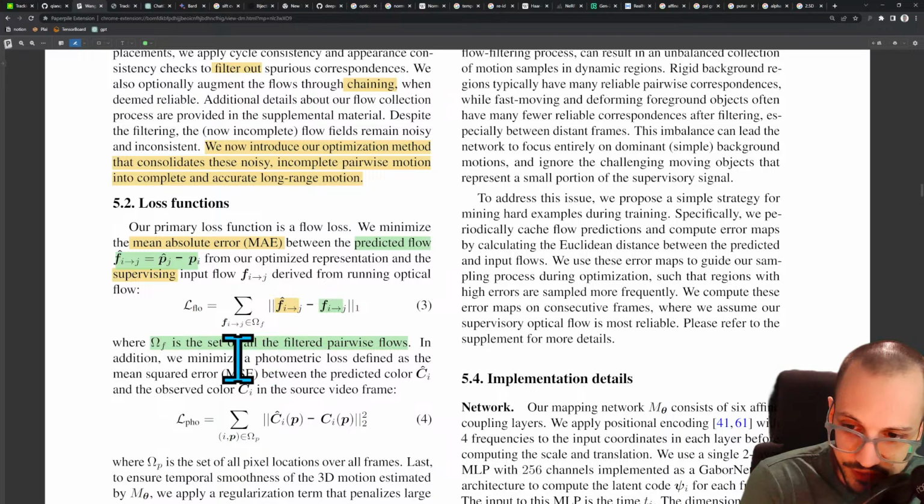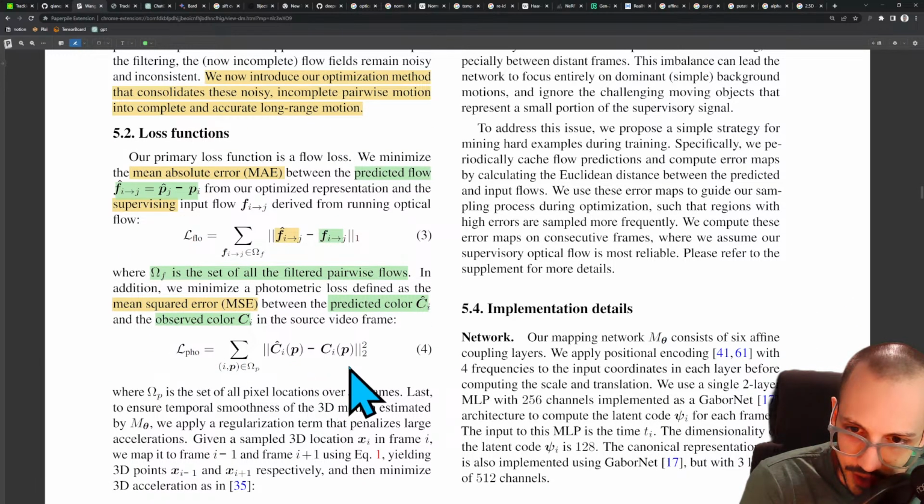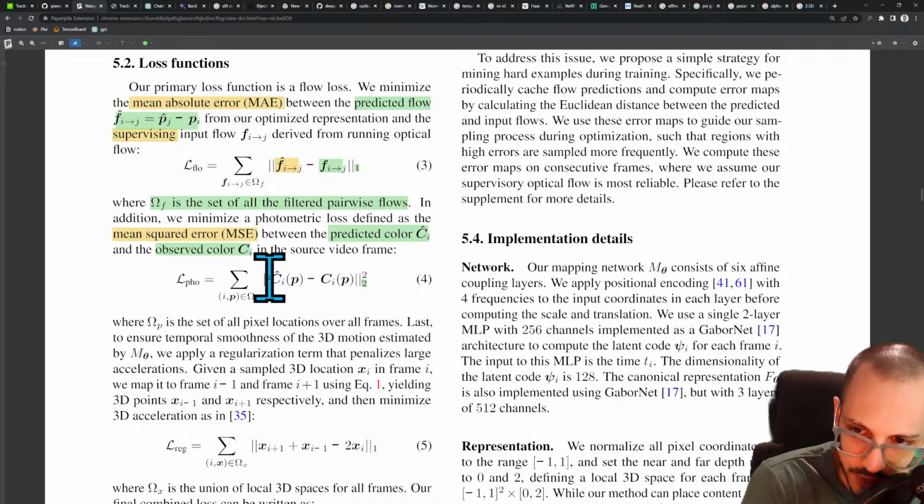In addition, we minimize a photometric loss defined as the mean squared error between the predicted color and the observed color. Okay, so you have a mean squared error between the flow, and then you also have a mean squared error between the predicted color and the observed color. You see here how mean absolute error is parallel bars with a 1, and then mean squared error is parallel bars with a 2. So this is squared error versus just absolute error. But same thing, you're subtracting the predicted from the target, and you're doing it over all points inside this set omega p. Omega p is the set of all pixel locations over all frames. This can be absolutely huge, so I assume they probably filter that.